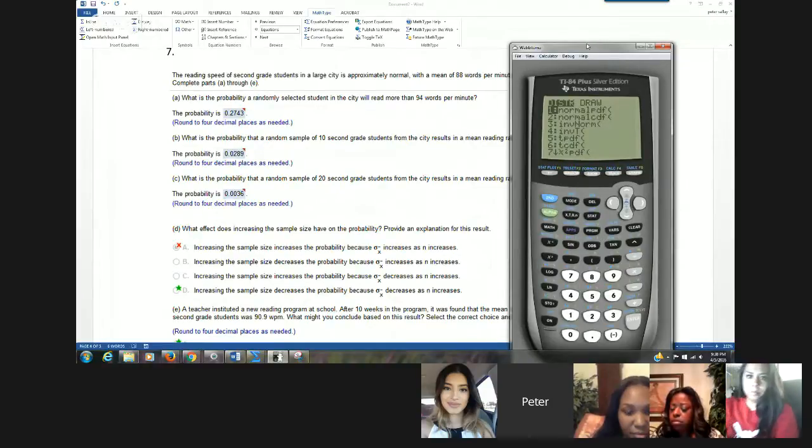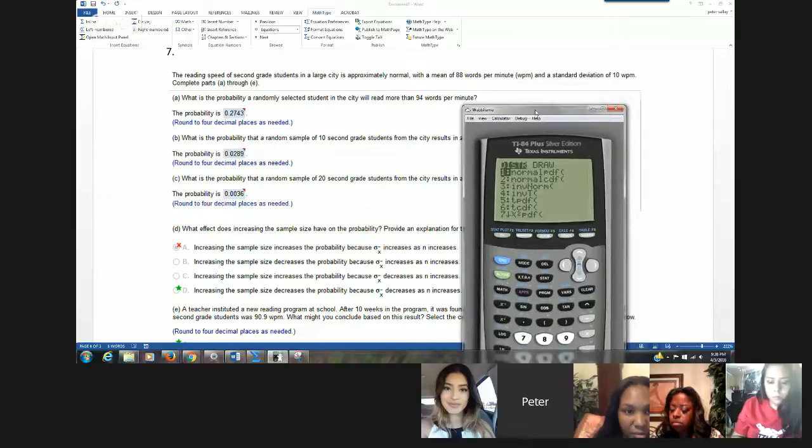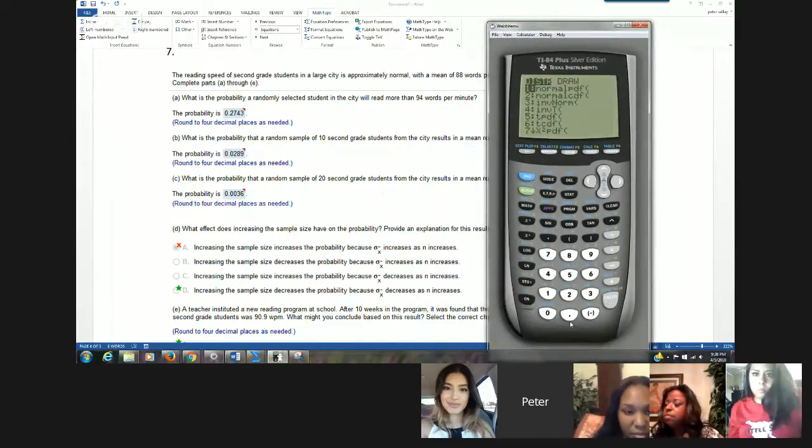Is it sample or is it just, let me reread this. Nope, looks pretty straightforward. Okay, norm CDF. They want more than 94, so my lower bound is going to be 94.